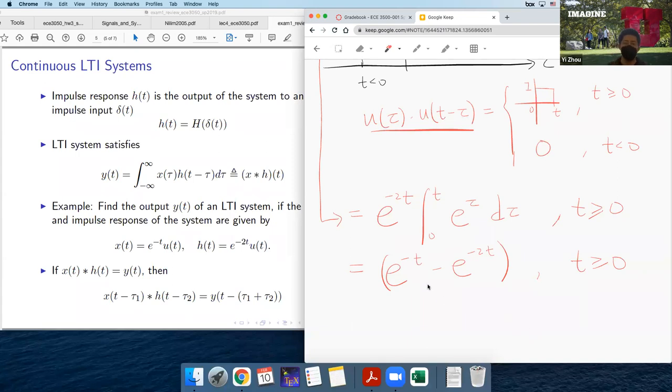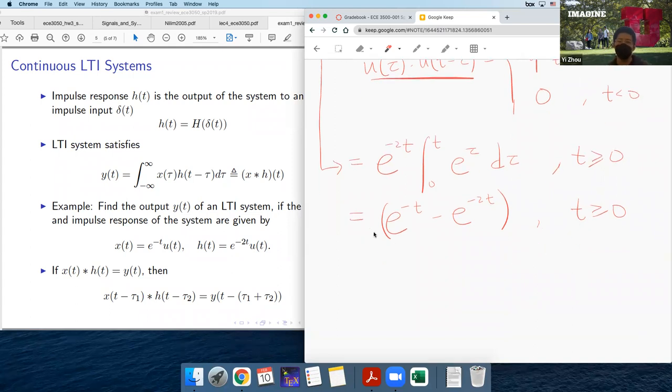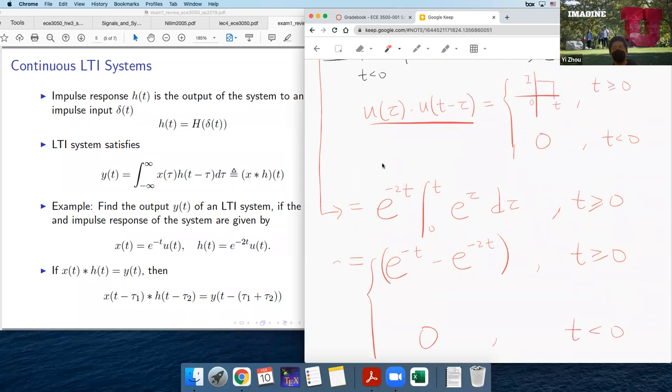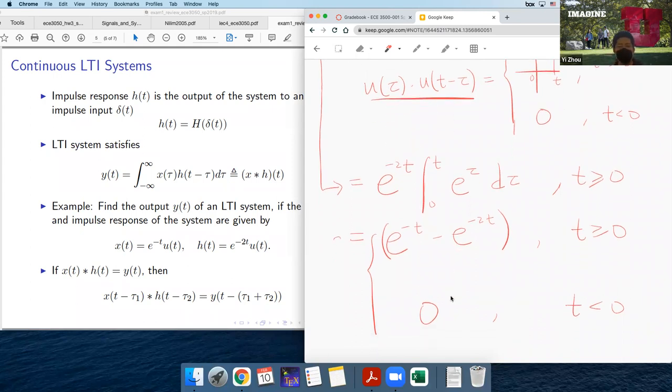Okay, so this is what we obtained in the slides in the last lecture. Turns out this only works for t being positive, being non-negative. And the other case is that, no, 0. When t is negative, this product is simply 0. So we only get 0 output.